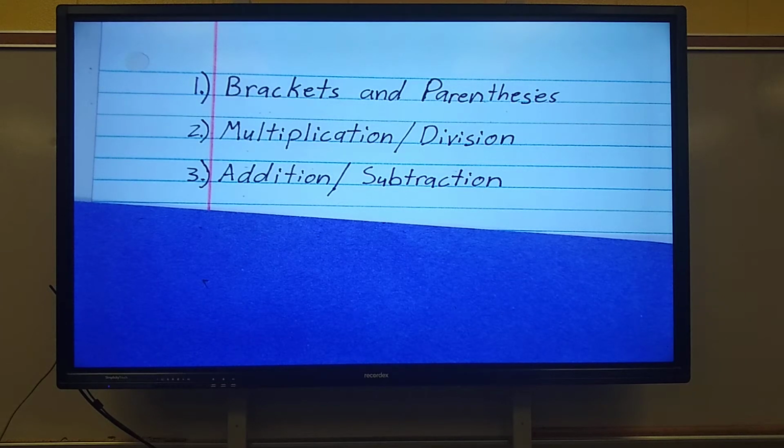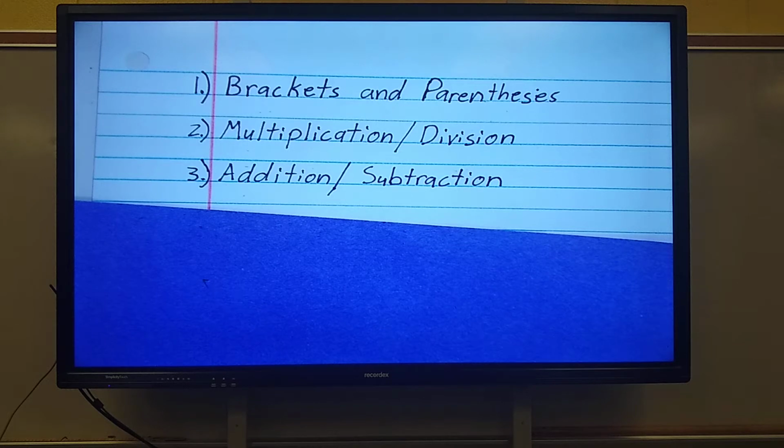Yes, yes indeed. It is time for some more practice for order of operations. Step number 1, brackets and parentheses. Step number 2, multiplication and division, left to right. Step number 3, addition, subtraction, left to right. Let's move on to some beautiful practice.